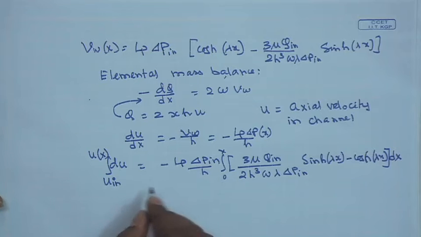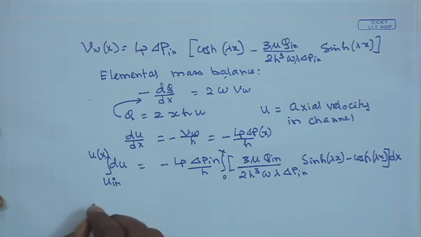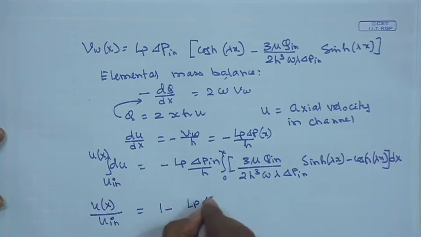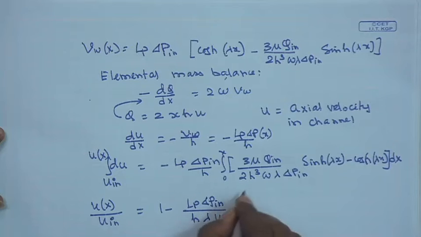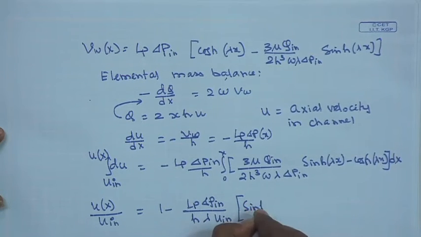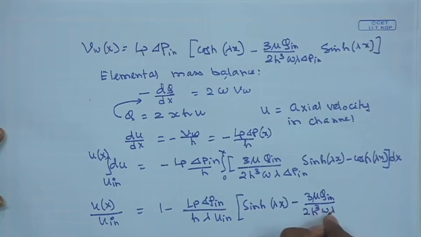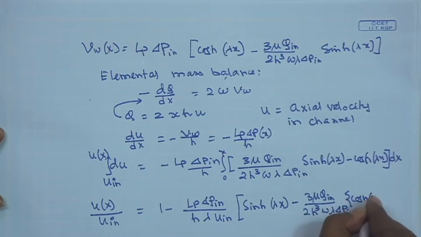And if you really carry out the integration, the final expression will be nothing but u x divided by u in will be equal to 1 minus L p delta p in divided by h lambda u in sin hyperbolic lambda x minus 3 mu q in divided by 2 h cube w lambda delta p in cos hyperbolic lambda x minus 1.